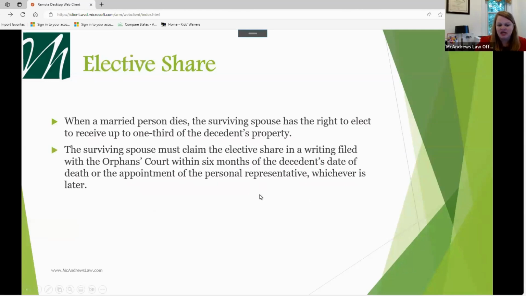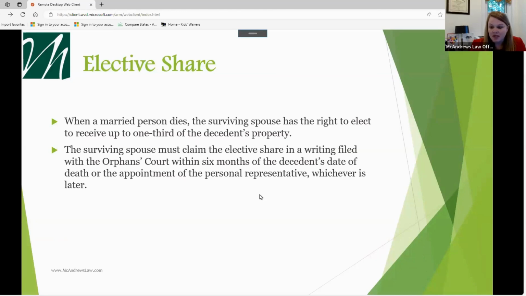An elective share. What if I'm married and I wrote a will and I wrote my husband out of it? So I just said, I'm leaving everything to my children. My husband gets nothing. If I don't have a prenuptial agreement or anything that allows me to do that, or even maybe some sort of postnuptial agreement, the surviving spouse has the right to claim an elective share. So the elective share is the right to get up to one third of the decedent's property.